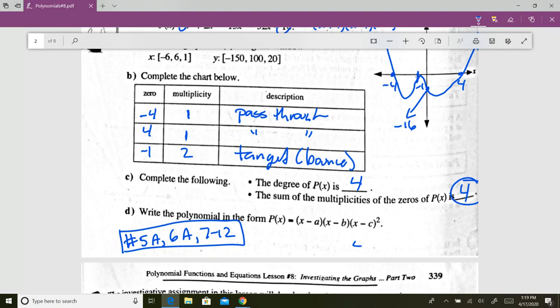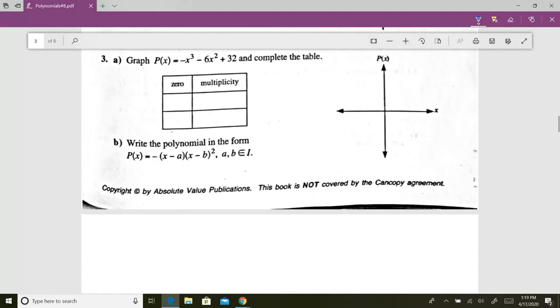It's just getting used to what the graphs look like, a little more detail now. We look at tangents, point of inflection, etc. But let's do one of these together.